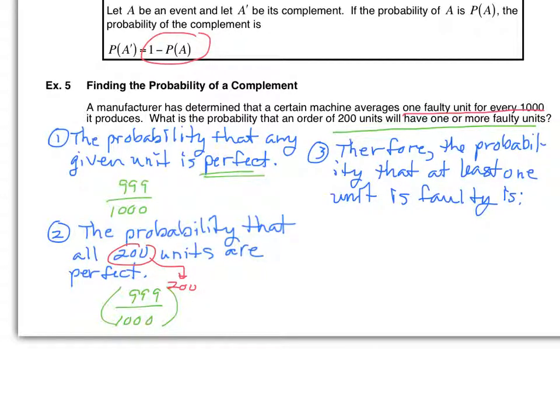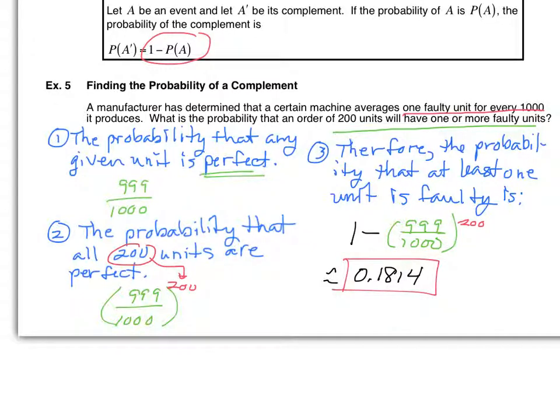is. So what we're going to do is we're going to take 1 and subtract the complement. So we're going to subtract the 999 over 1,000 raised to the 200. And that gives you approximately, so if you punch that out on your calculator, you get about 0.1814. So percent-wise, what's that?